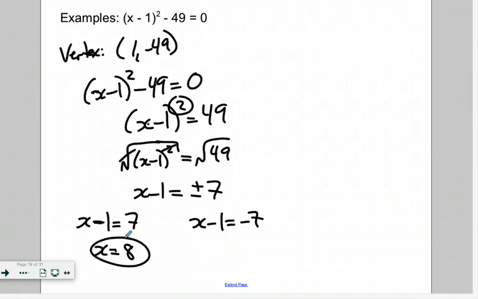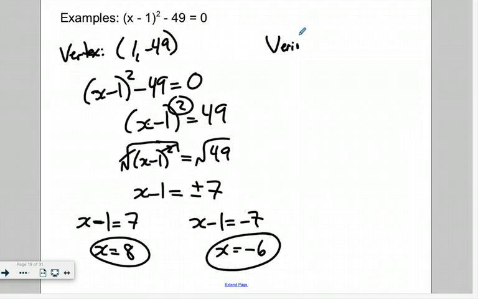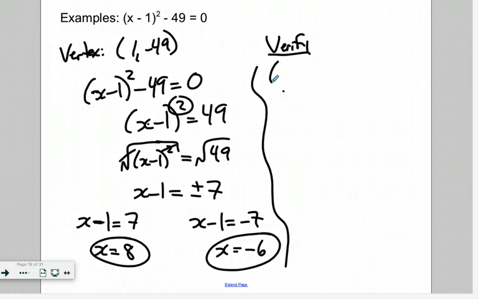So x equals 8, or adding 1 to both sides here, and x equals negative 6. Okay, and we've now solved for those x-intercepts. And again, you can always go back and verify, right, is this the correct answer? You can graph it to try and check it. You can also verify it algebraically by substituting those values back in your equation, right?